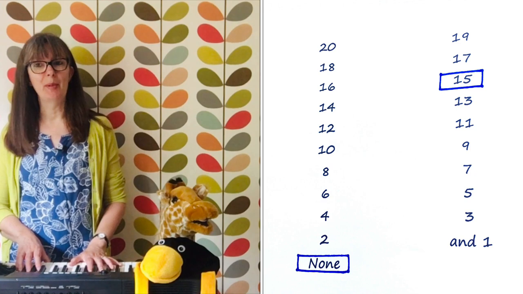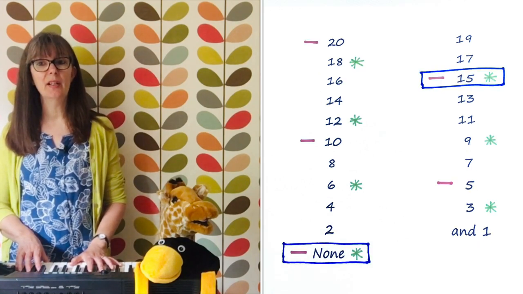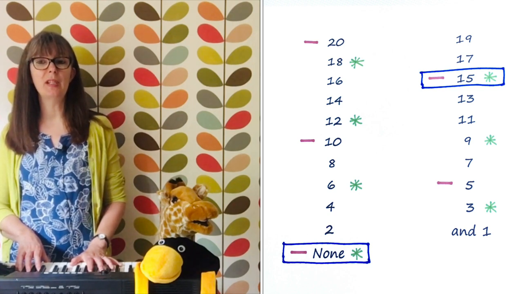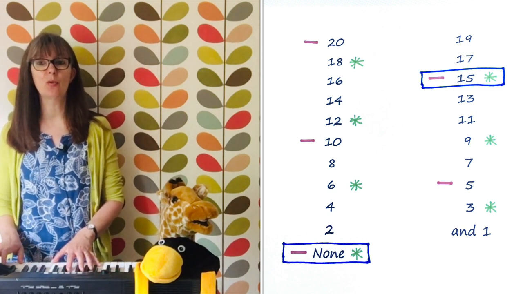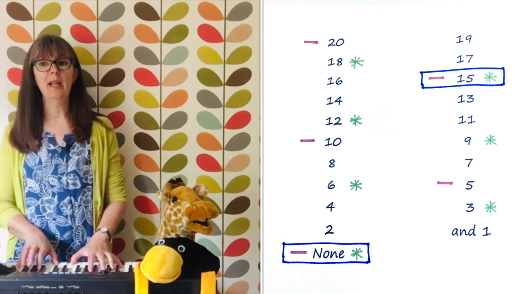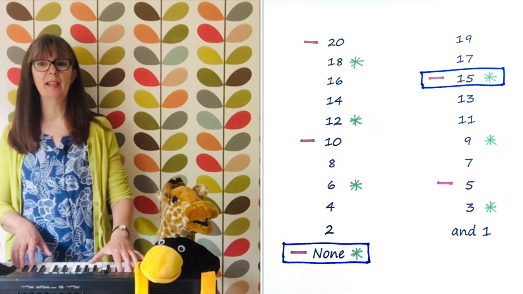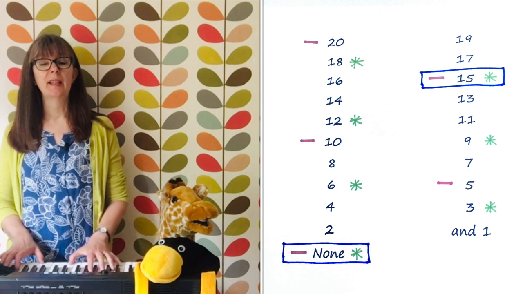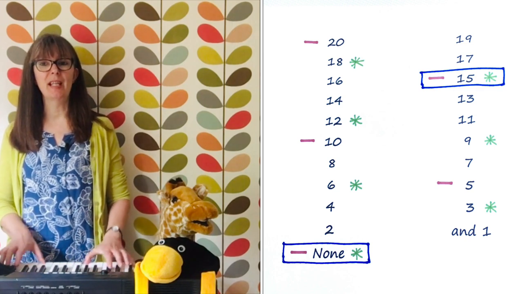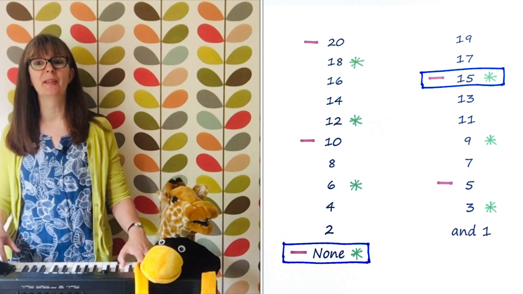And now to the tricky bit. If you see a wee line, you clap. If you see a star, you tap your knees. If you see a box round a number that's on 15 and none, you stamp only. Don't try and do lots of things at once. Here we go. 20, 18, 16, 14, 12, 10, 8, 6, 4, 2, none, 19, 17, 15, 13, 11, 9, 7, 5, 3, and 1. Well done.